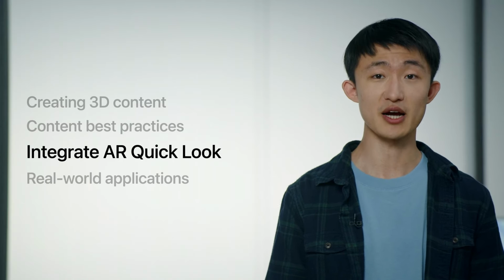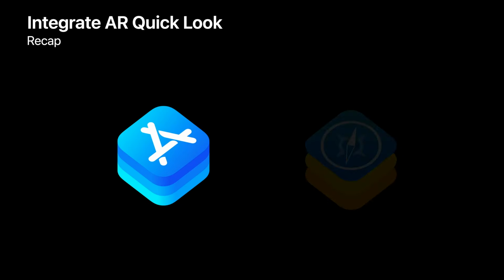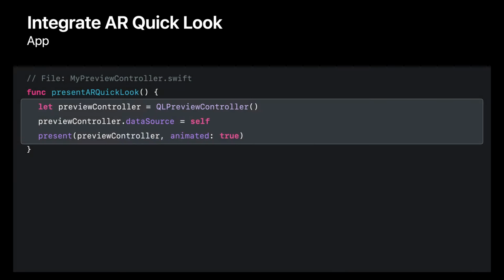Now that you know the best practices, let's recap how to integrate AR Quick Look. As you know, it's possible to embed AR Quick Look in your app or website with just a few lines of code. Let's go over a quick recap of the integration. If you are embedding AR Quick Look in an app, you can use the Quick Look framework. Here we create a new QLPreviewController and assign self as its data source. Then we present it like a regular view controller.